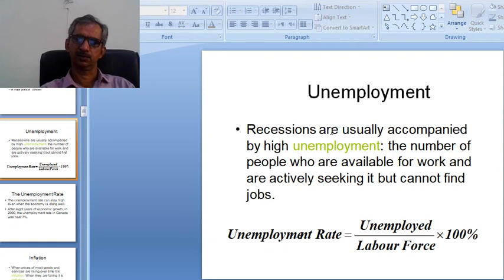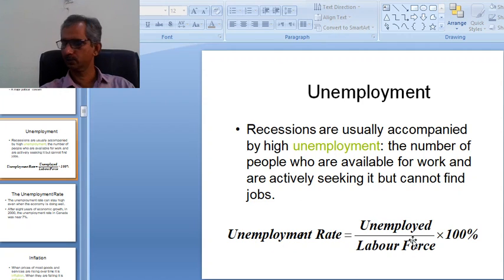So unemployment is another term which we will be discussing. Recessions are usually accompanied by high unemployment. The number of people who are available for work and are actively seeking it but cannot find jobs is called unemployment. The people who are looking for jobs but are unable to find any.